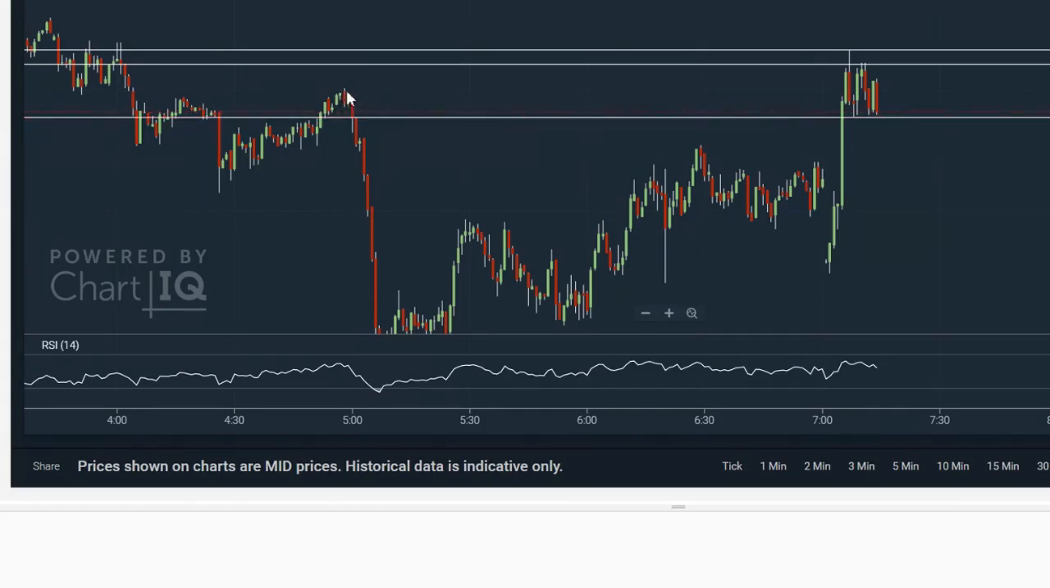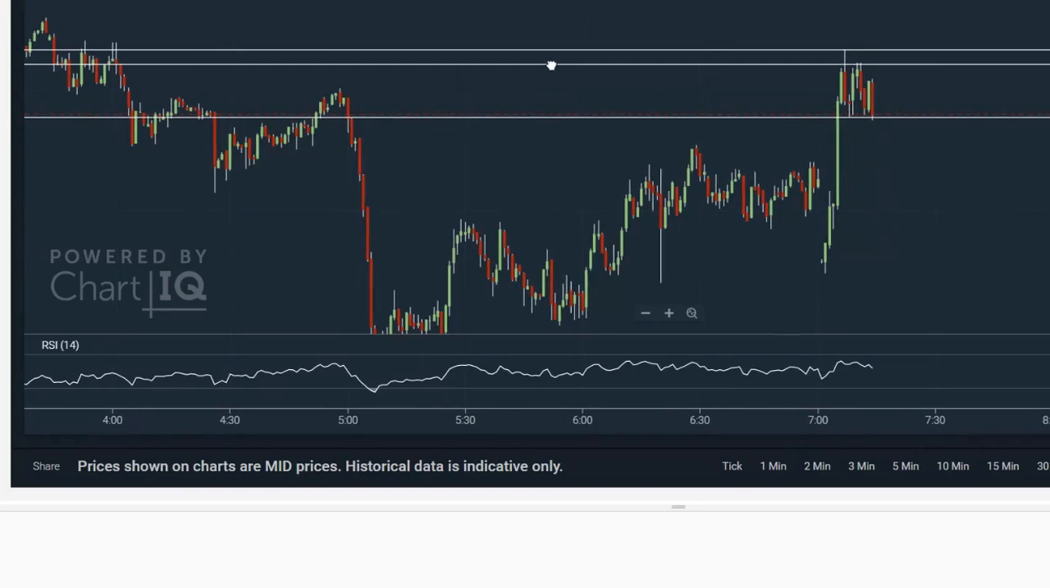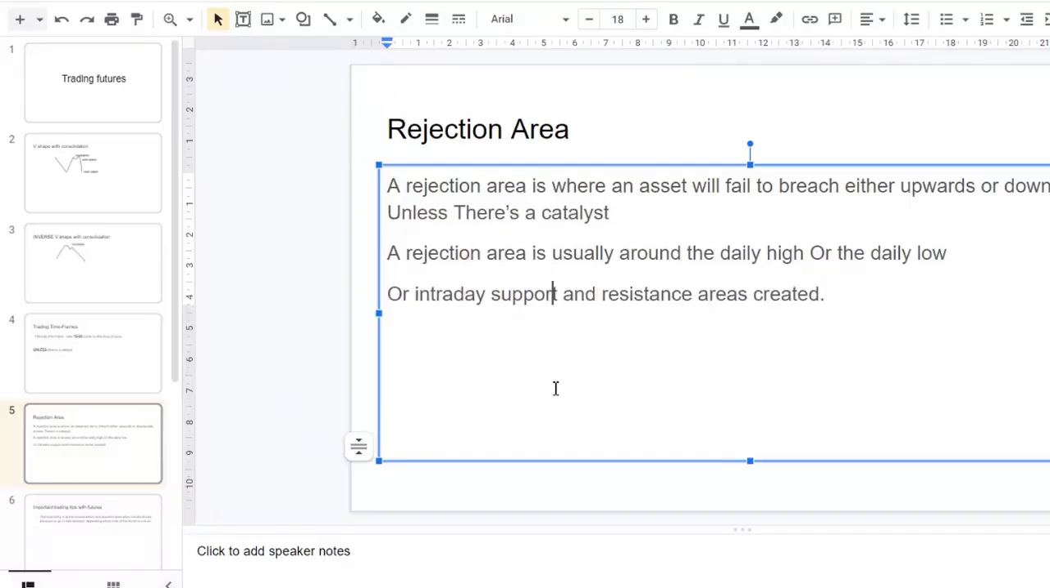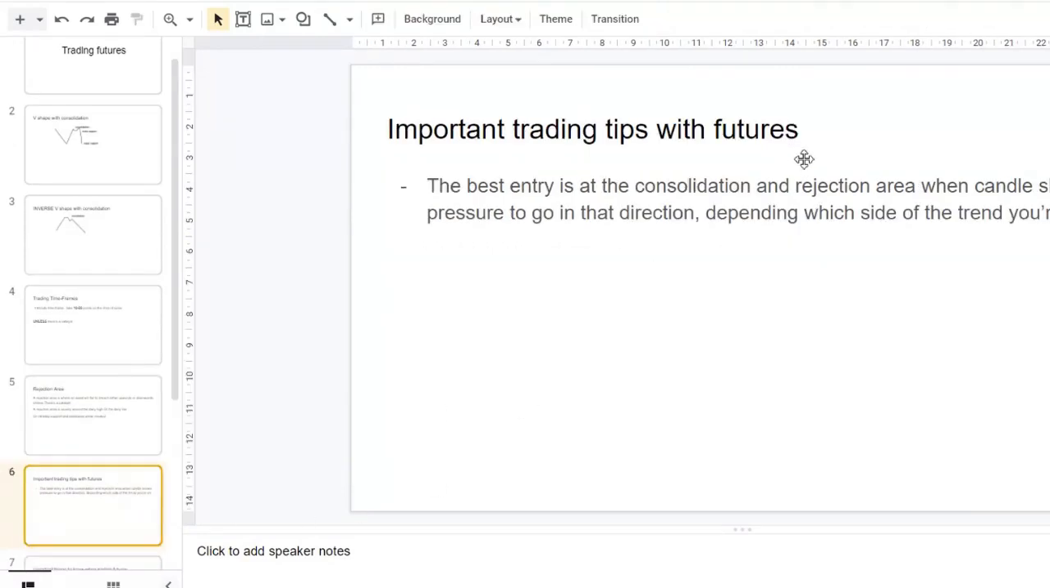This is a rejection area. This is the top where it dropped and the gap has been filled. And here you have this consolidation around this. The market wants to know, shall we break above or shall we stay under it? Given the bearish sentiment, I believe we're going to stay under it. And that's how I make up my decisions. The best entries are at consolidation and rejection areas when the candle shows pressure to go in that direction.